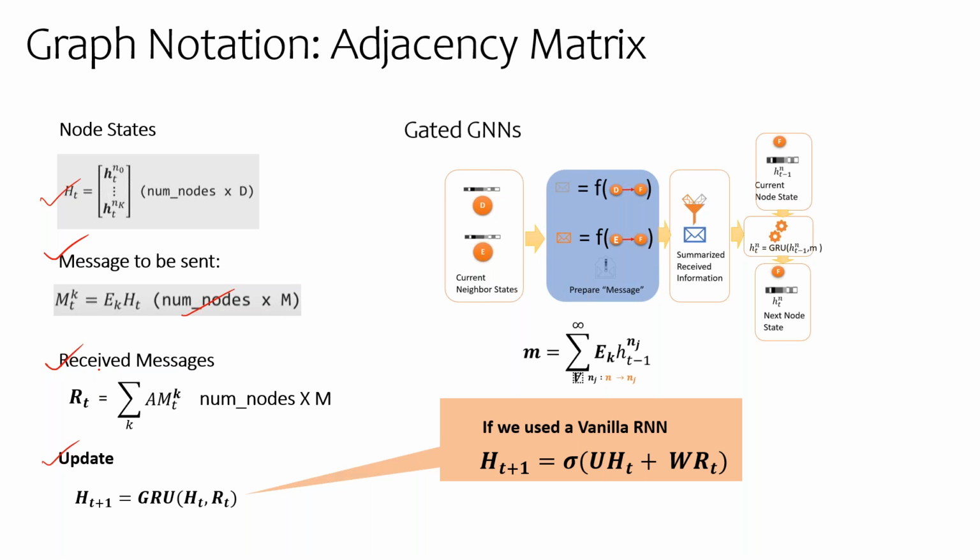Then we receive the messages with r_t, which is the sum over all of them, using the adjacency matrix, A times m_k^t, right? This r_t is again passed as an update, which we call h_(t+1), where the GRU takes h_t and r_t, right? So h_t is the node states, and we pass the received message, r_t. If we use a vanilla RNN here, then we probably use a sigmoid function, and with that we add U times h_t and a weight multiplied with r_t. Okay.